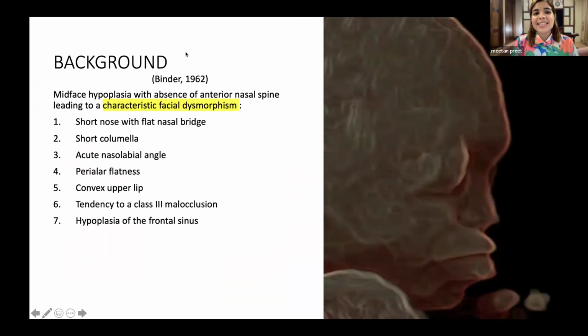Well, Binder in 1962 defined the characteristic facial dysmorphism and told us that there are seven points that we need to remember once we are looking at Binder's facies: a short nose with a flat nasal bridge, short columella, acute nasolabial angle, periolar flatness, convex upper lip, a tendency for malocclusion, especially in dental procedures as well as anesthetic procedures, and hypoplasia of the frontal sinus.